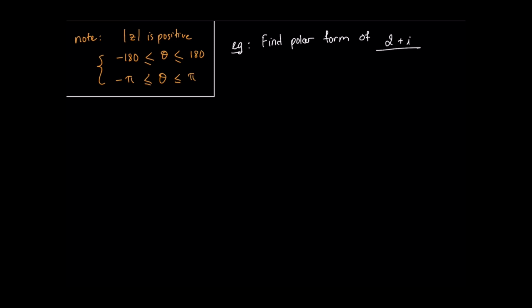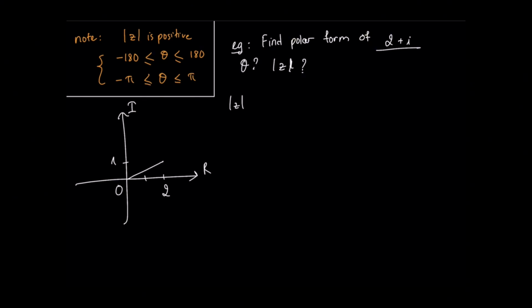Now let's try to condense everything in one example. Here they ask us to find the polar form of 2 plus i. So we know that to find the polar form of a complex number, we have to find the argument as well as the modulus. First, it's advised to draw an Argand diagram. So here I'm drawing the diagram and our complex number.